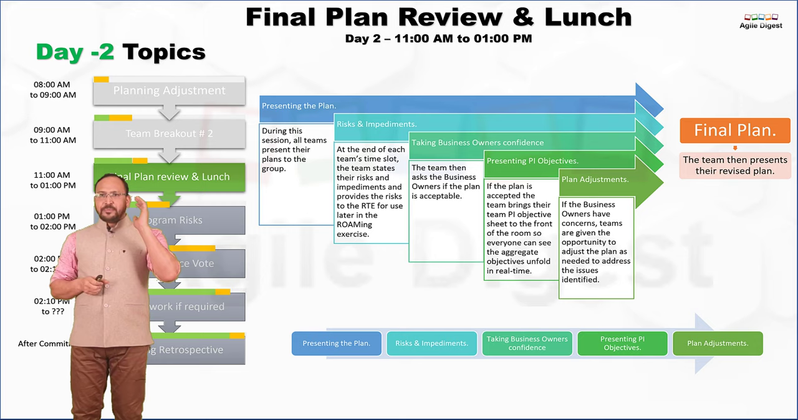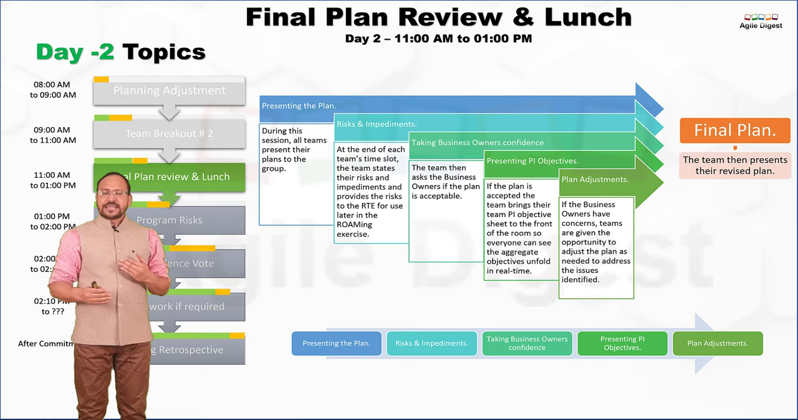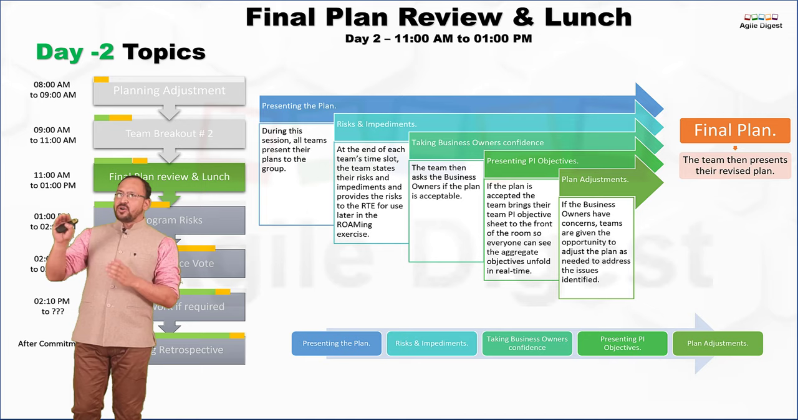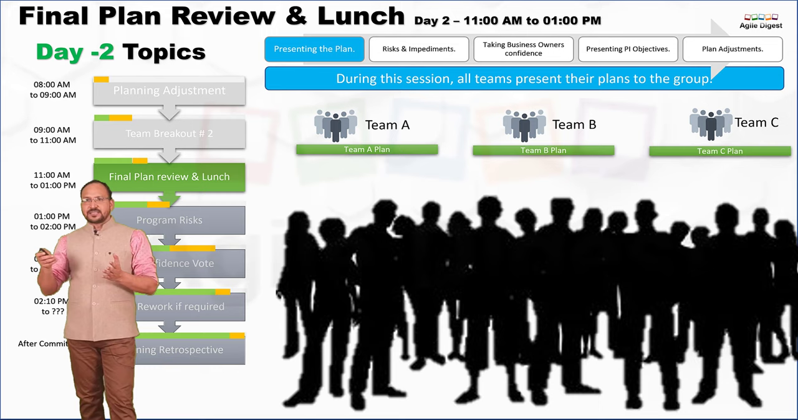Presenting the plan, where we identify risks and impediments. Then we'll take a consent of the business owner, how confident they are. And then finally, the team will present the PI objectives. And if there is any concern the business owners still have, they will make that adjustment. So, to understand these steps, let's look into this particular five steps activity.